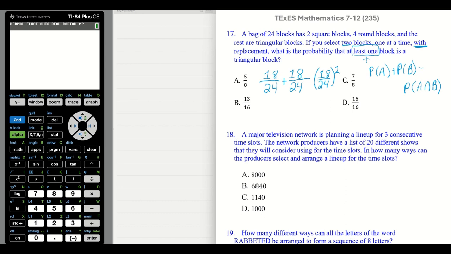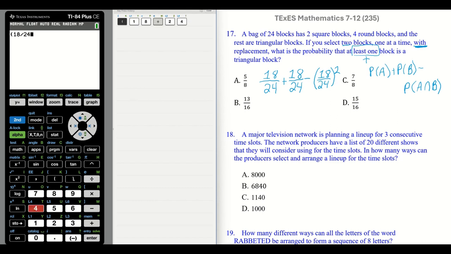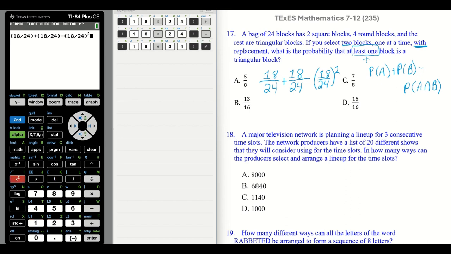So let's put that in. Parentheses, 18 divided by 24, close parentheses, plus, open them back up, 18 divided by 24, close your parentheses again, subtract, parentheses again, 18 over 24, close and square that. Looks exactly like our written formula. Enter. And we need a fraction.